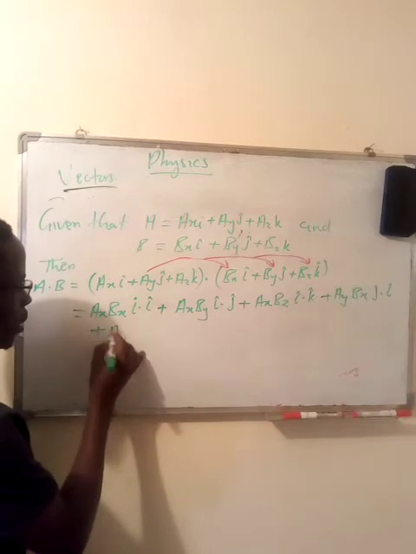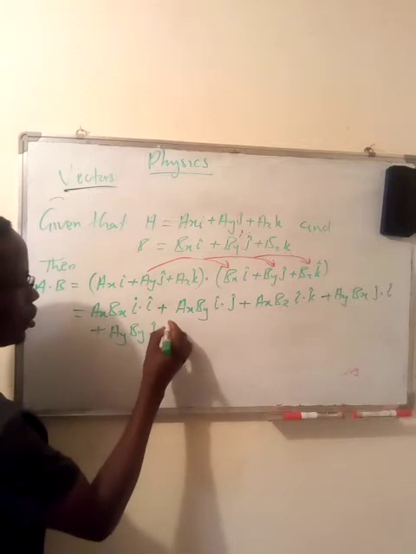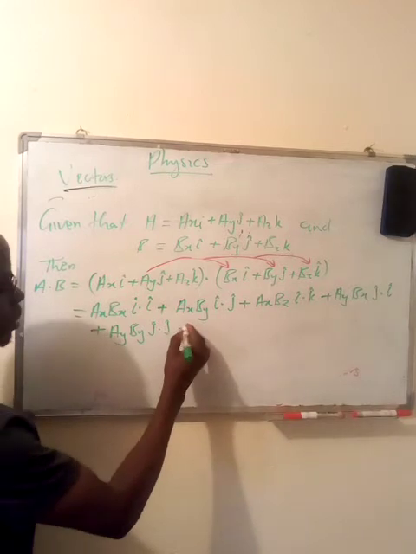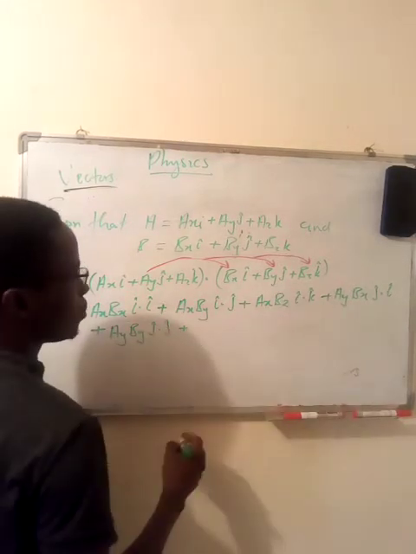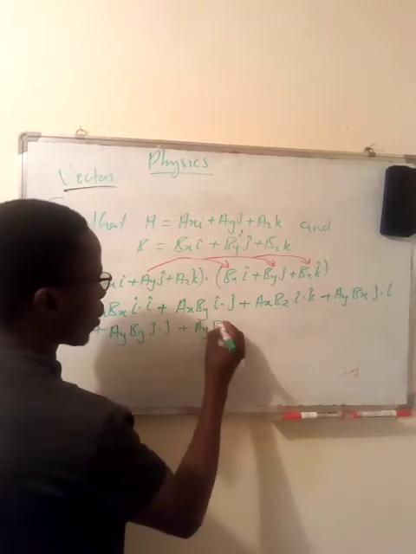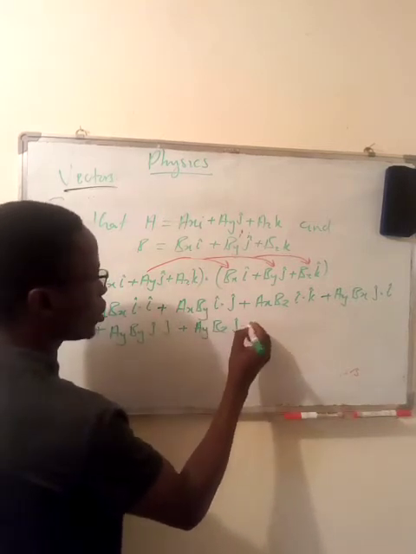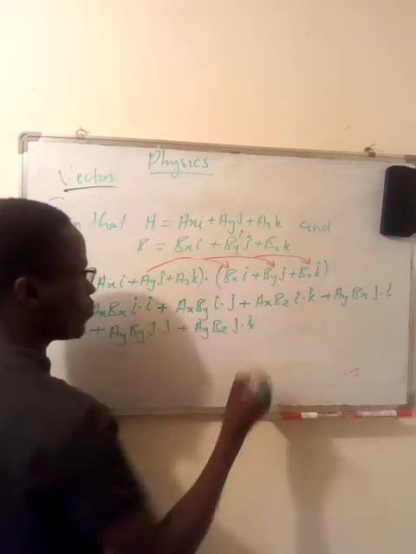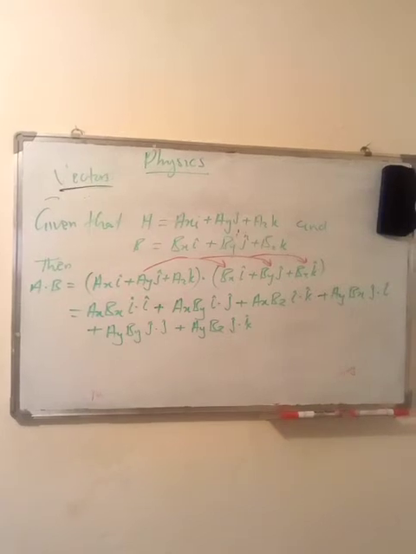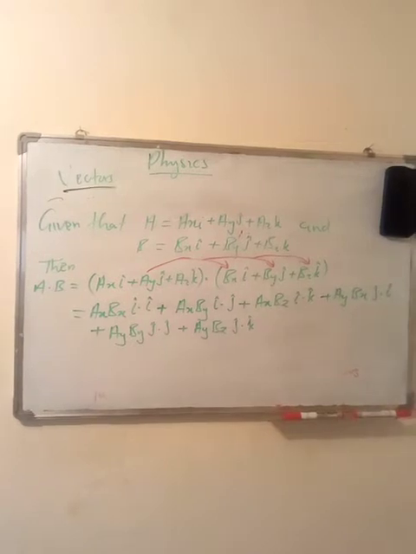Now, let's remember that we just concluded that if we are multiplying any perpendicular vectors, let's say I and J, or J and K, or I and K, as long as they are different, then what we get is a zero. And as long as they are the same, what we get is a one. Okay, if they are different, the answer is what? Zero.